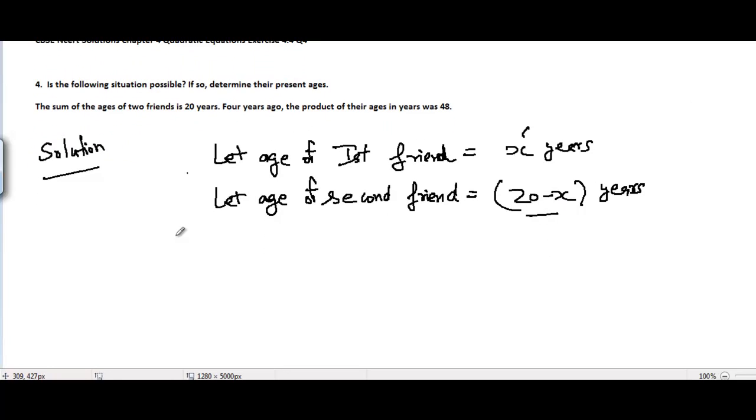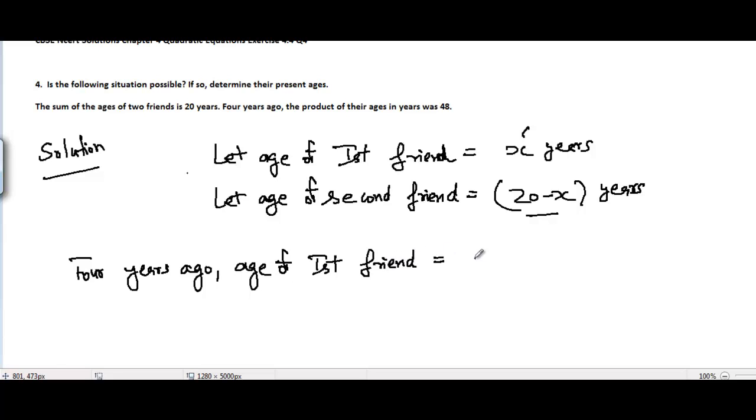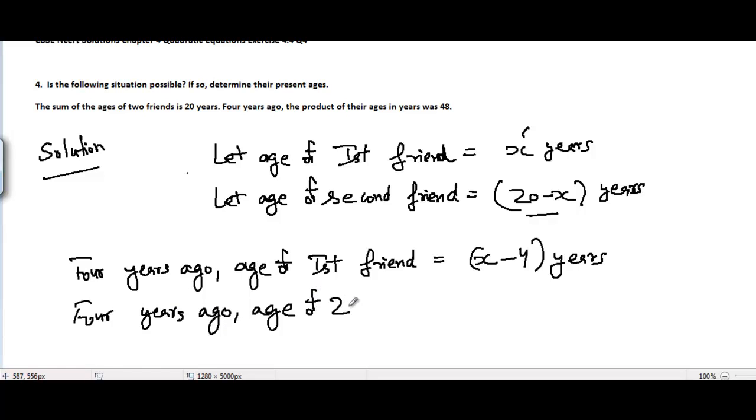Now 4 years ago, the age of the first friend would be x minus 4 years, and 4 years ago the age of the second friend would be equal to 20 minus x minus 4, and it's equal to 16 minus x years.